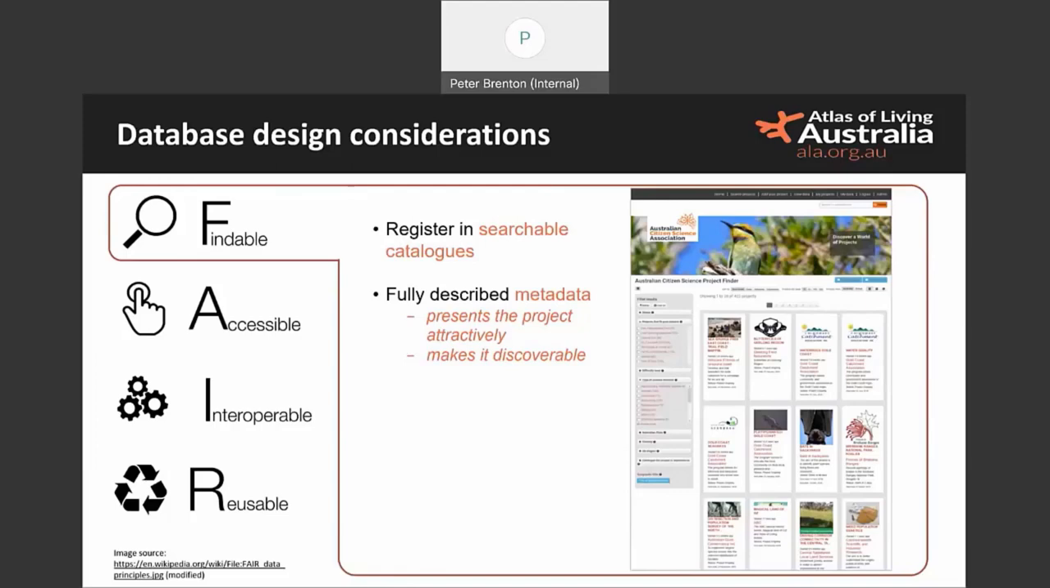So in terms of database configuration considerations, FAIR principles include things that are aspects of making projects and data findable. So registering the data and the projects in searchable catalogs, such as the Australian Citizen Science Project Finder, is a good way to make your project discoverable by others, but it's also an effective way to make your data more accessible as well. Use fully described metadata, and make your project attractive to people through the way you describe it, the images you attach to it, to really promote what you're doing, and also to make it interesting to other people, and the more accurate you can make that, the better.